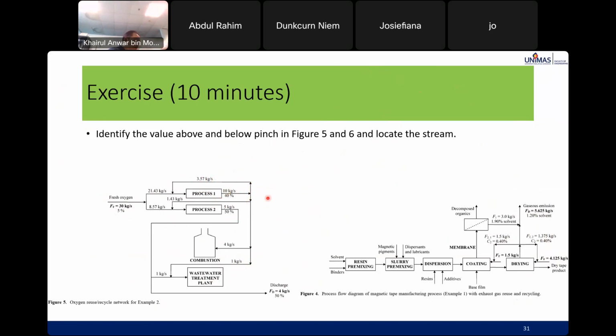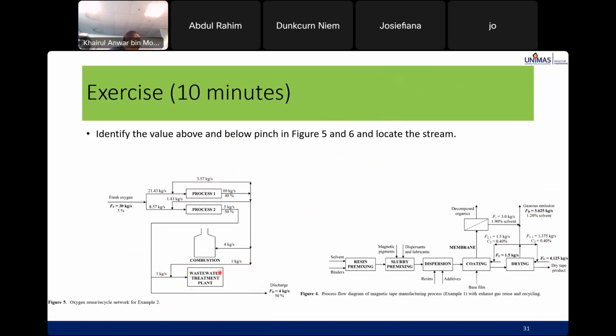Which means, which is exactly confirming that flow rate above the pinch, minimum gas target above the pinch, and for process 2 at 15%, which is below the pinch, it goes straight to the discharge. 1% will go to the aerobic.